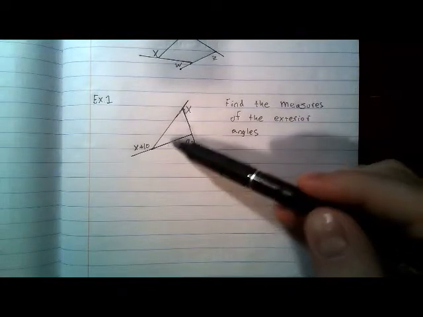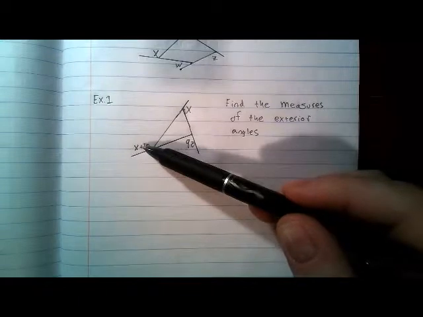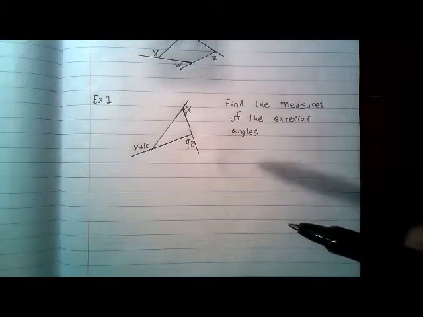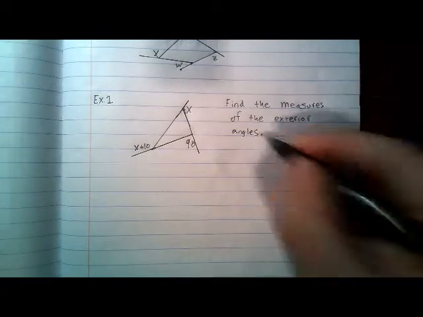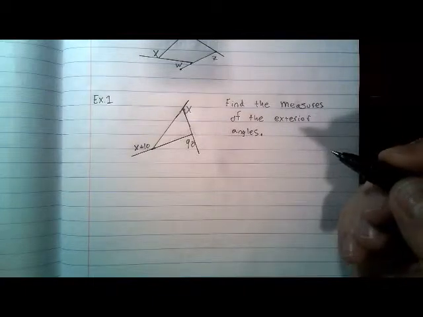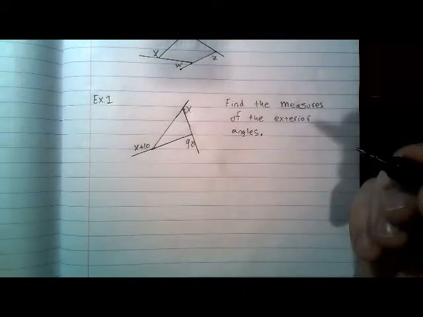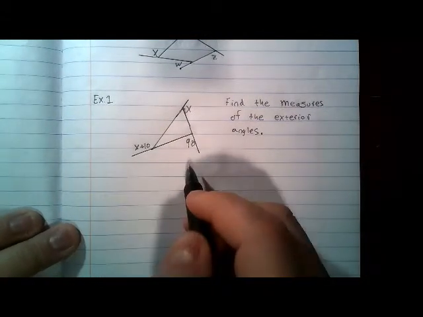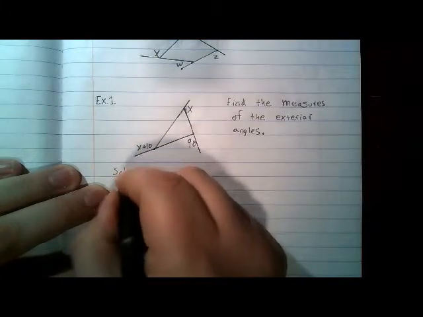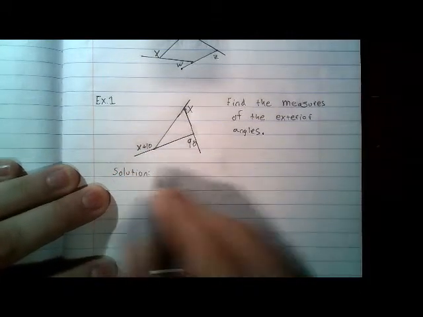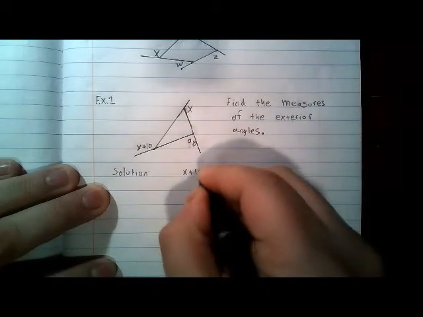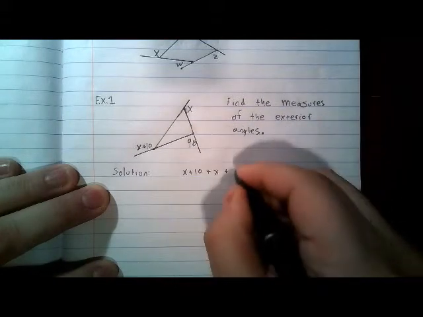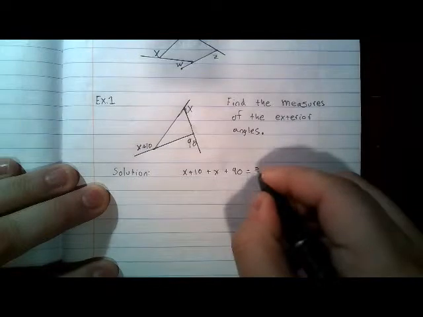So we have this triangle with exterior angles x plus 10, x, and 90 degrees. And we are asked to find the measure of the exterior angles. So that's our goal. Well, I know from what we just talked about that no matter how many sides this polygon has, those exterior angles are always going to add up to 360 degrees. So my solution is to simply write an equation where x plus 10 plus x plus 90 is equal to 360.